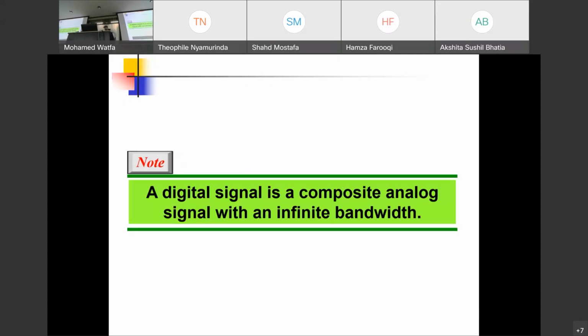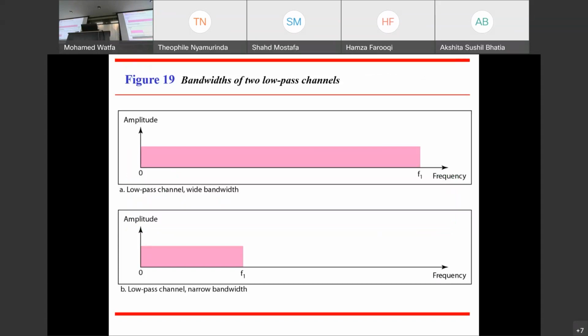So yes, a digital signal is a composite analog signal with an infinite bandwidth. Let me just show you here. Typically we have something called low pass and high pass filters. The idea of these is very simple: to allow specific signals to pass through. Think about them as a filter. We usually have them in a medium, say, this is a low pass filter, high pass. What does that mean? This is an example of a low pass channel with wide bandwidth.